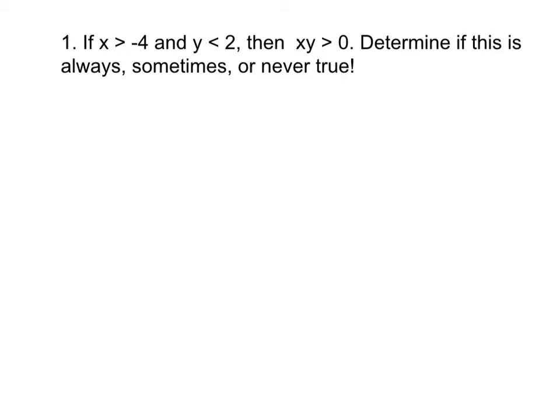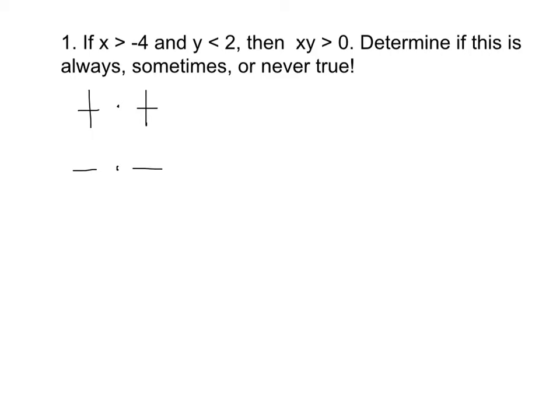So we got to think about this. X is greater than -4, so that's any number that's bigger than -4, while y is less than 2. And then if you take x and y and you multiply them together, you get a number that's bigger than 0. Well, a number that's bigger than 0 is positive. So when can you multiply two numbers together to get a positive? Well, you can take a positive times a positive, or you can take a negative times a negative.